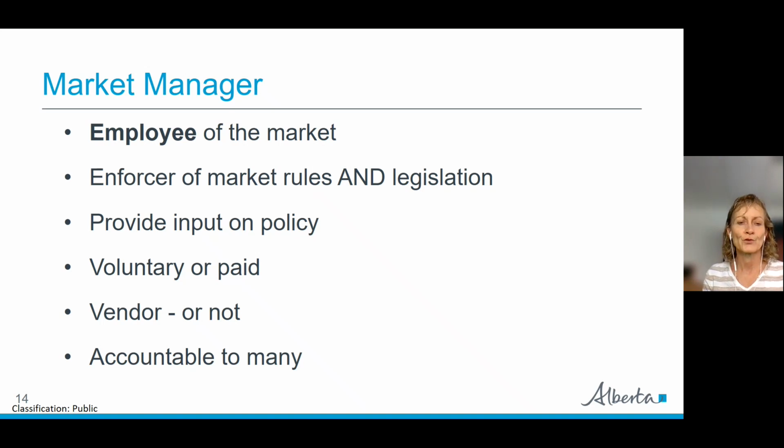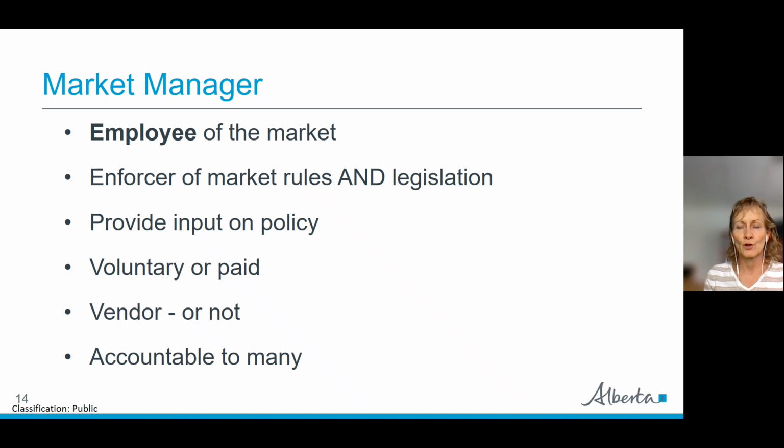You are the enforcer of the market rules and of the legislation and everything that goes with that, including everything that goes with the food permit. You are there to provide the board of directors and the advisory committee, the sponsor, with input on policy, because you are on the floor all the time with the vendors, and you understand everything that is going on and what sorts of policies will work and what policies won't work.